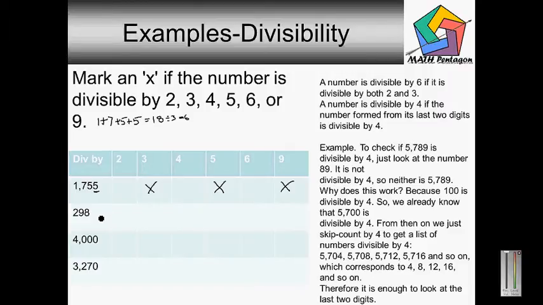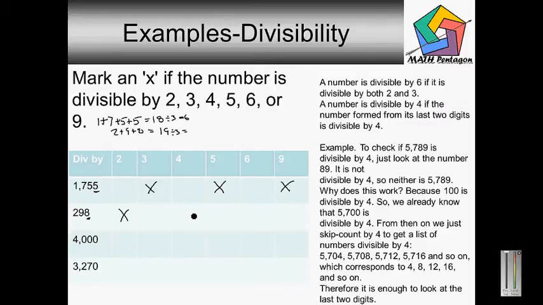Okay, let's go to the next number. 298. Is 298 divisible by 2? Yes, because we have 8 at the end, so yes, we put an x. For 3, we want to add, so we have 2 plus 9 plus 8. 9 plus 8 is 17, plus the 2 is 19, so 19 divided by 3 doesn't go in evenly, so we don't put x there.